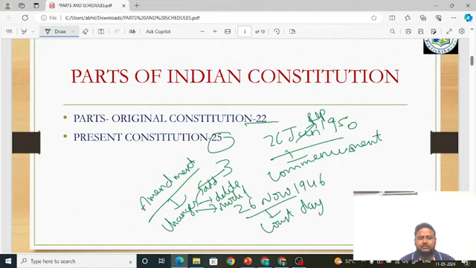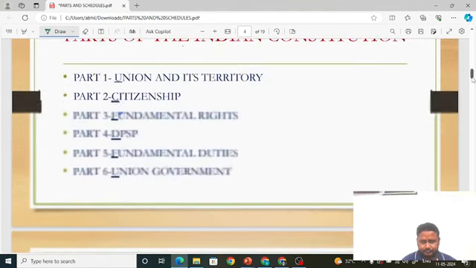So 22 parts were in the original Constitution, and the present Constitution has 25 parts. But we will be talking more about the 22 parts, and I will also help you remember each of these parts through mnemonics. Okay friends, let's start learning about each part now.